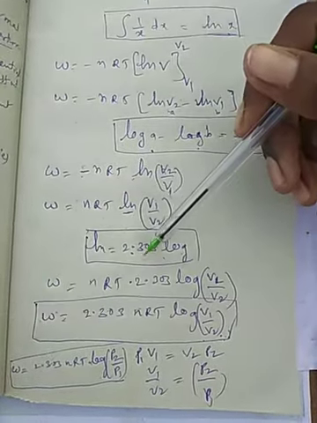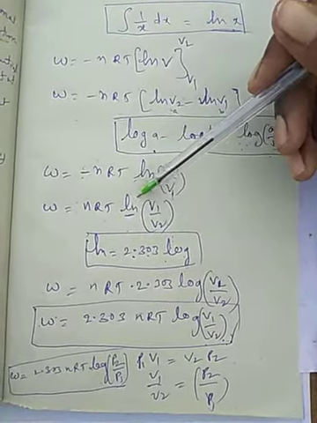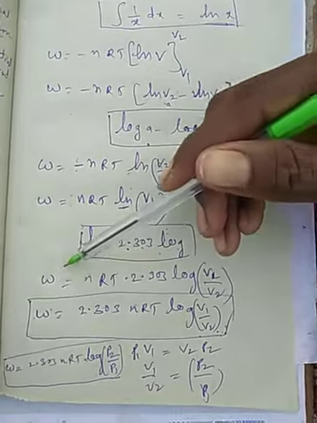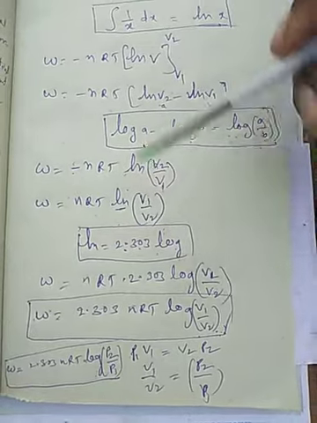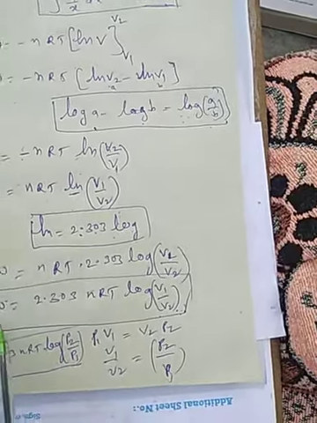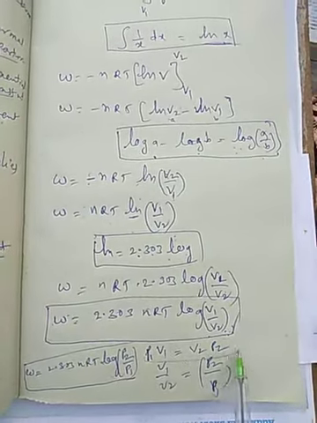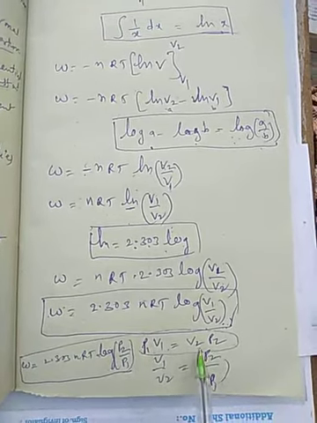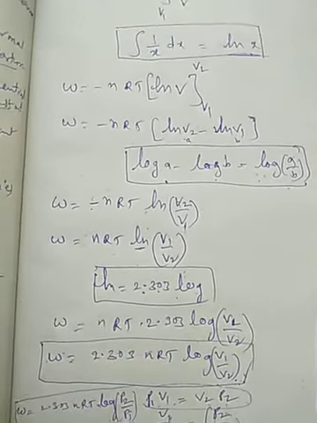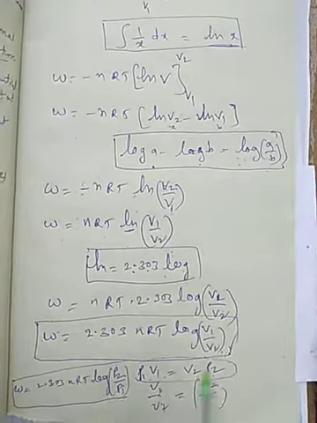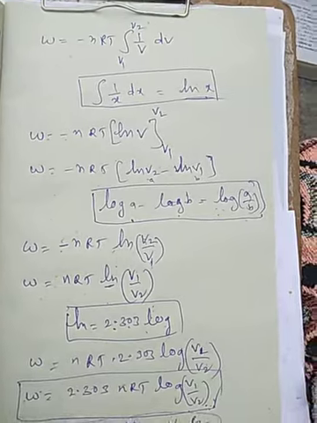Now ln is equal to 2.303 log. Substituting this value in place of ln, we get W is equal to nRT times 2.303 log v1 by v2. We can also write W is equal to 2.303 nRT log v1 by v2. Now, for the isothermal process, we have the equation P1 V1 is equal to P2 V2, so V1 by V2 is equal to P2 by P1. We can substitute this value in this equation and we get the final equation. This is called the expansion of an ideal gas in an isothermal process. Read carefully, it is very important for a 3 marks question in thermodynamics.